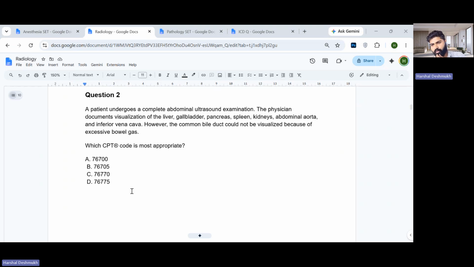A patient undergoes a complete abdominal ultrasound examination. The physician documents visualization of the liver, gallbladder, pancreas, spleen, kidney, aorta, and vena cava. However, the common bile duct could not be visualized because of excessive bile gas. What is the appropriate code over here?